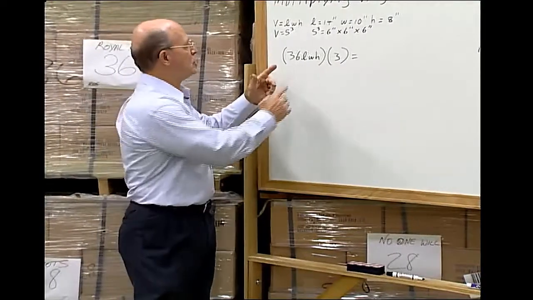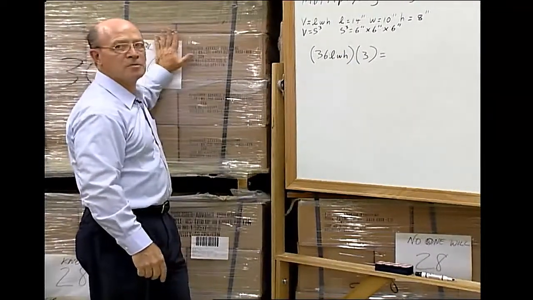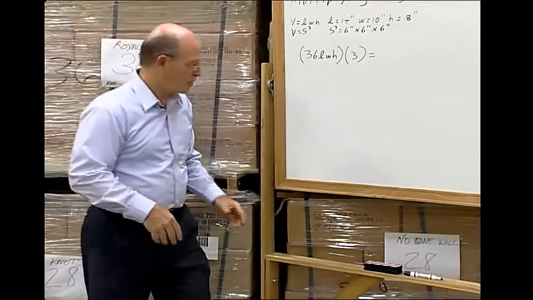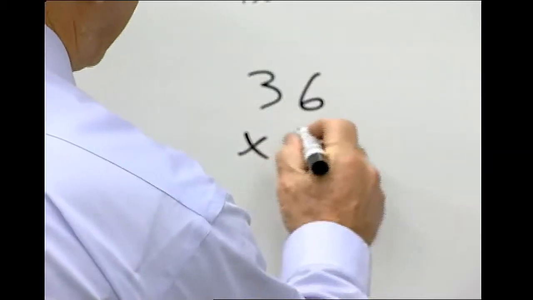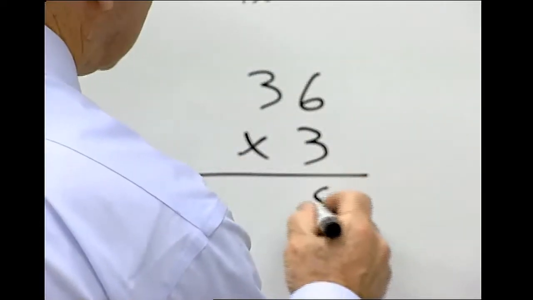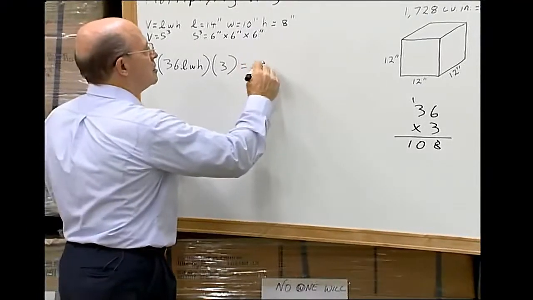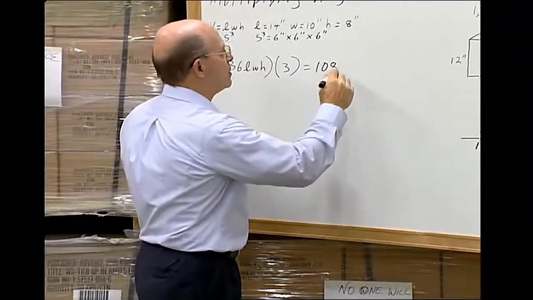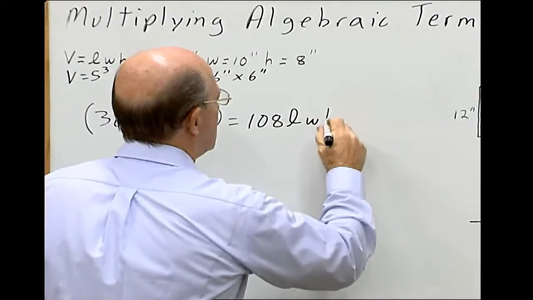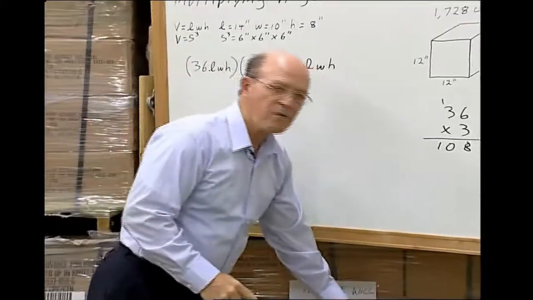Now what we're going to do is take one of these pallets of boxes and multiply it by 3. So we take the 36 and multiply that by 3. 3 times 6 is 18. 3 times 3 is 9, plus the 1 is 108. So it's 108, and again, we just take the variables, or the letters, and bring them over: L, W, H.